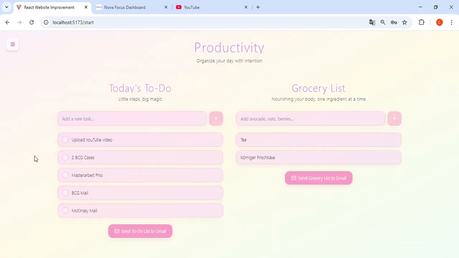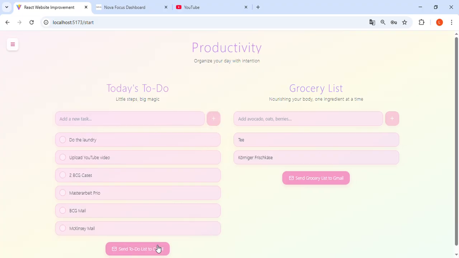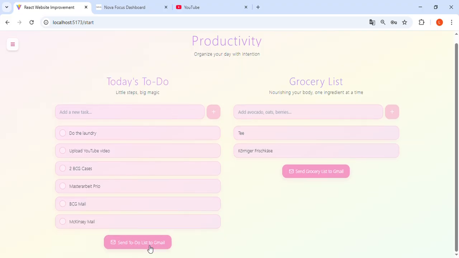And then lastly we have the productivity tab. I already recorded the video before, so I put in some to-dos that I actually need to do. Now I need to come up with something, I don't know, do the laundry, maybe. And then the user could add this to the to-do list, same for the grocery list, and then actually send it to their mail account. Let's do this right now.